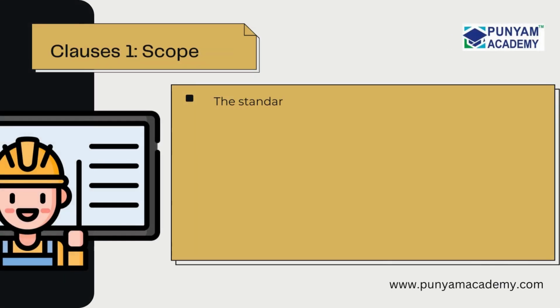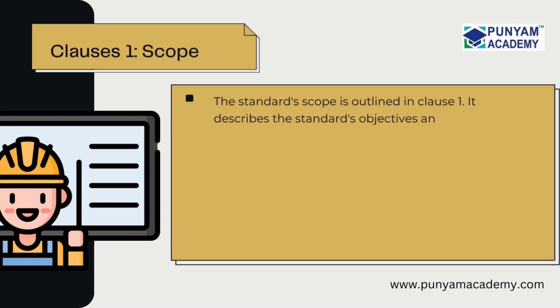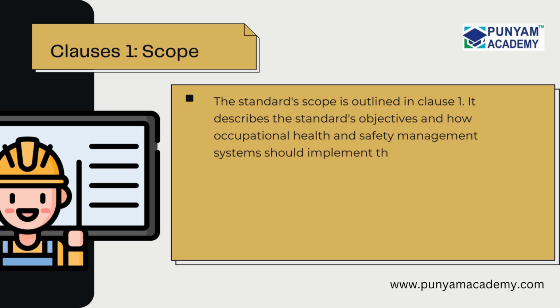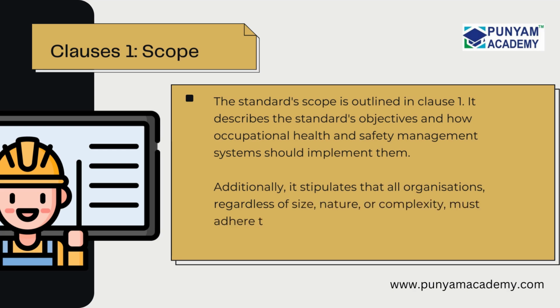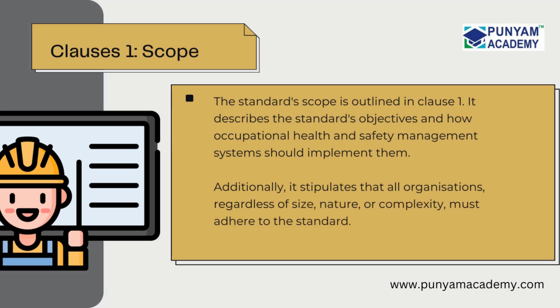Clause 1. Scope. The standard scope is outlined in Clause 1. It describes the standard's objectives and how occupational health and safety management systems should implement them. Additionally, it stipulates that all organizations, regardless of size, nature, or complexity, must adhere to the standard.